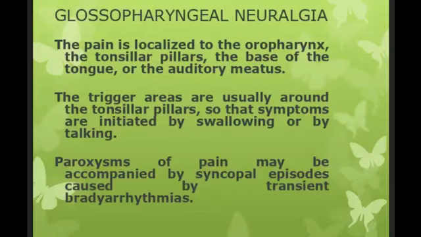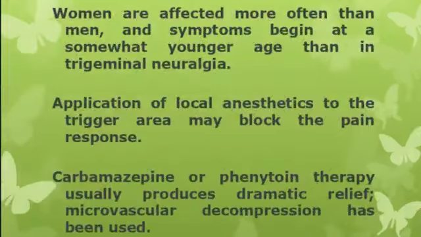The pain is localized to the oropharynx, the tonsillar pillars, the base of the tongue, or the auditory meatus. The trigger areas are usually around the tonsillar pillars, so the symptoms are initiated by swallowing or by talking. Paroxysms of pain may be accompanied by syncopal episodes caused by transient bradyarrhythmia. Of course, you know this is due to vagal stimulation.